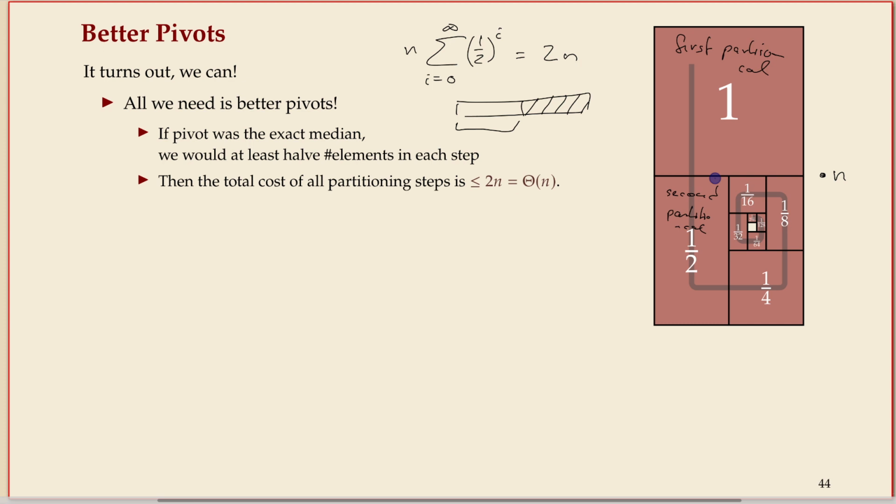If you keep going like this, if you always select the median, no matter which way the recursion goes, you will always have as the next cost something that's half of what we previously had. So the total cost is summing up these powers of 1/2 times n. And that sums up to 2 times n, which is theta n. That's linear. That's great. We like that. So that means if we get a pivot that's close enough to the median, we can do selection in linear time.